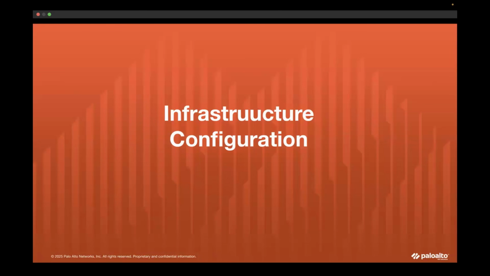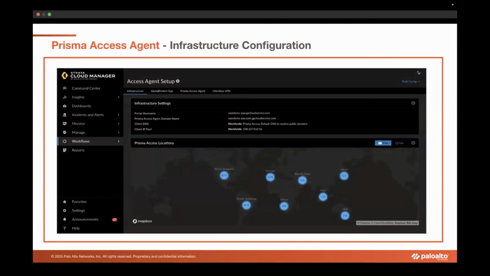So let's look at the infrastructure configuration of the agent, right? I will be running you through the Strata Cloud Manager configuration, what we need to configure from the infrastructure perspective, or any other configurations that I'm going to demonstrate today will all be via the Strata Cloud Manager. So we go to the workflows and then Prisma Access Agent, and then you can see the Access Agent setup. So you configure the FQDN here.